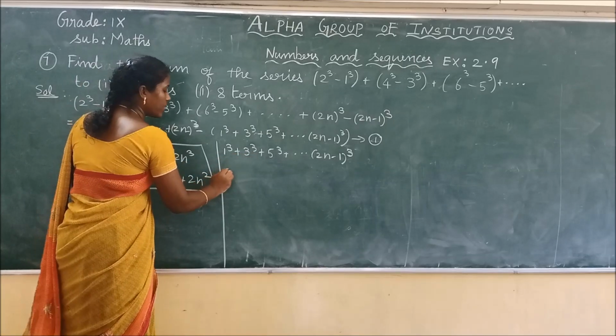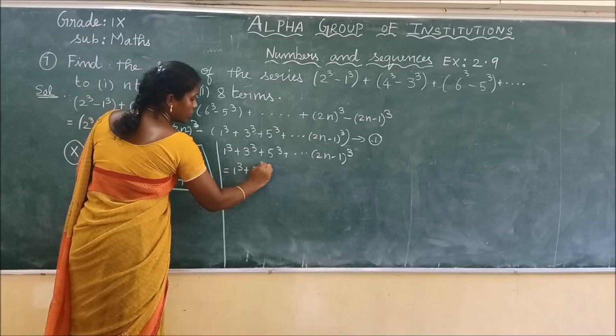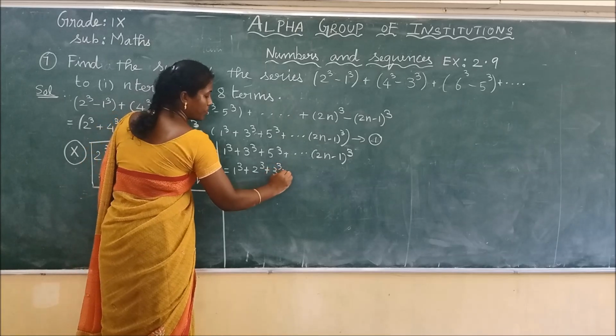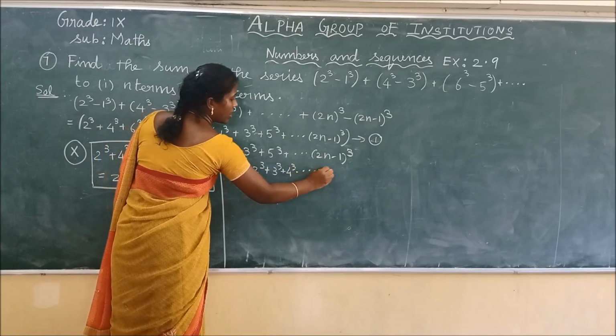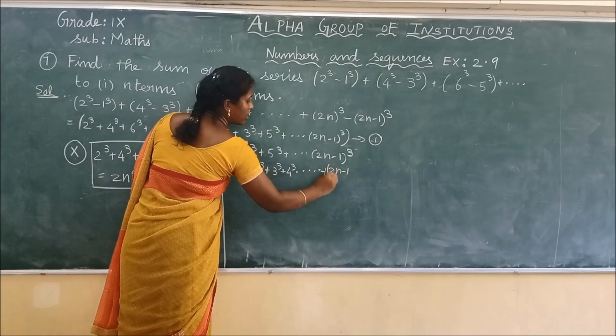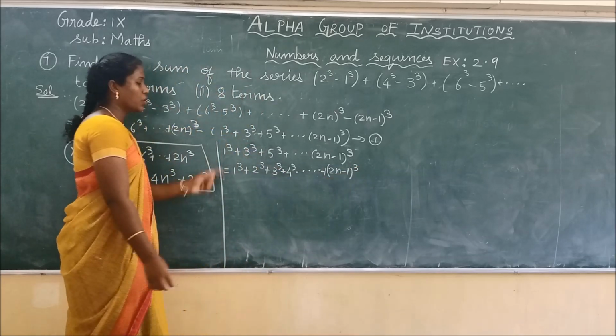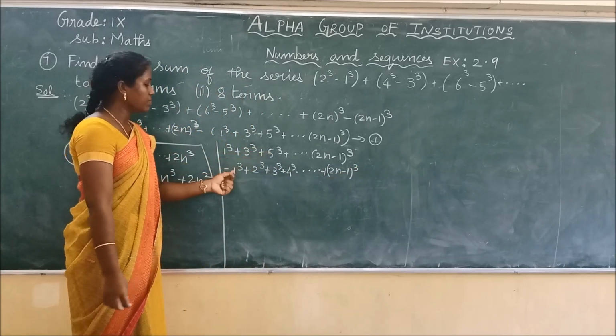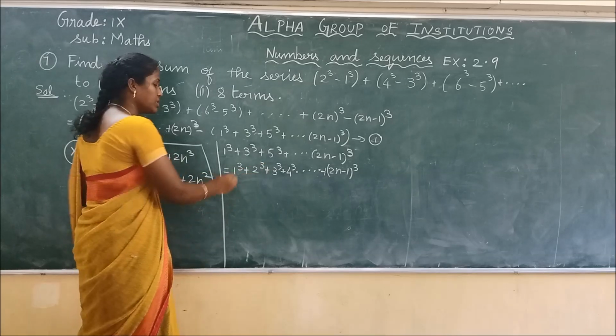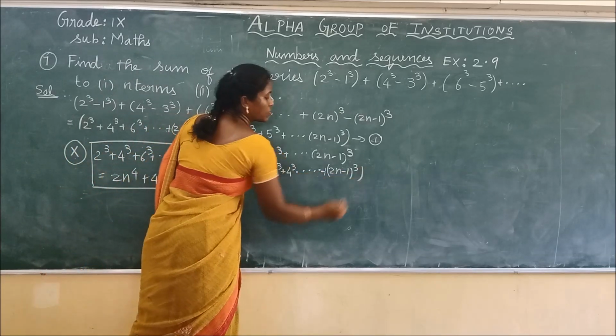So what we are going to do is we are going to take all the numbers first. 1 cube, 2 cube, plus 3 cube, plus 4 cube, etc., up to the last number 2n minus 1 the whole cube. But the question here is only based on odd numbers, but here I have not taken all the natural numbers from 1 to 2n minus 1 the whole cube.